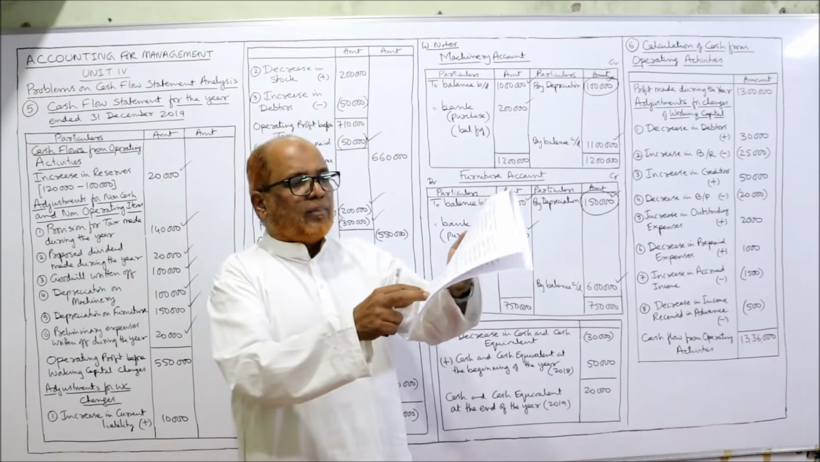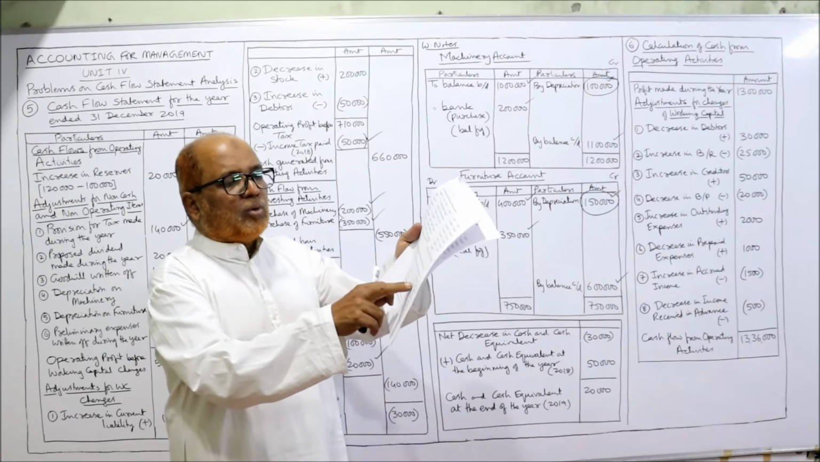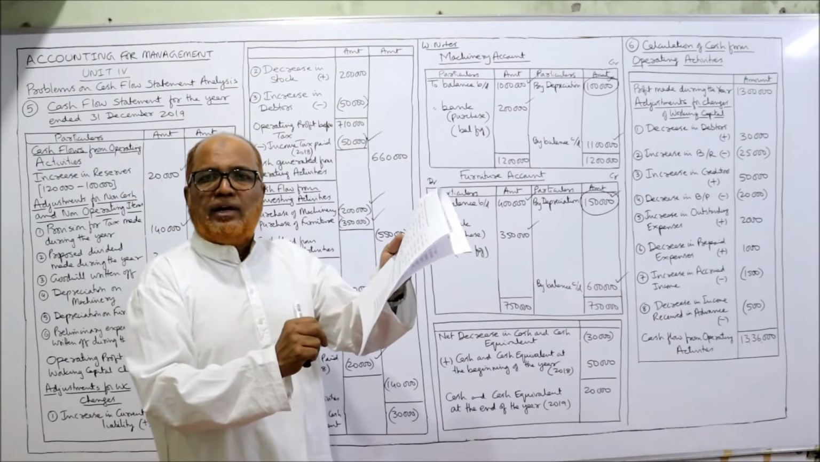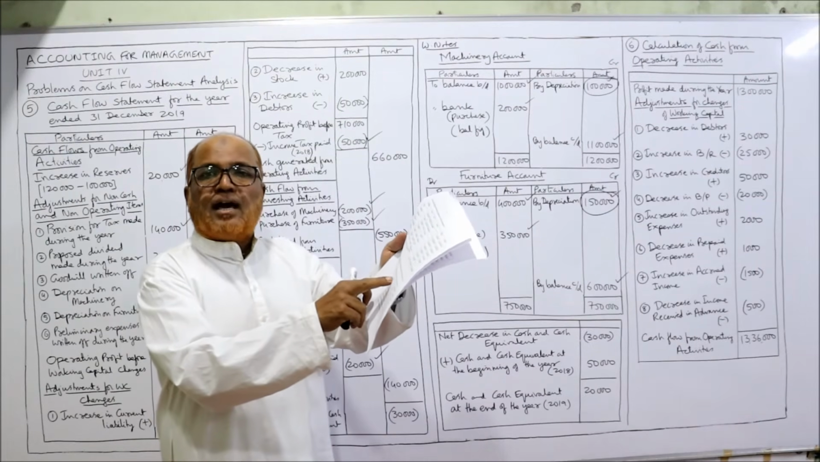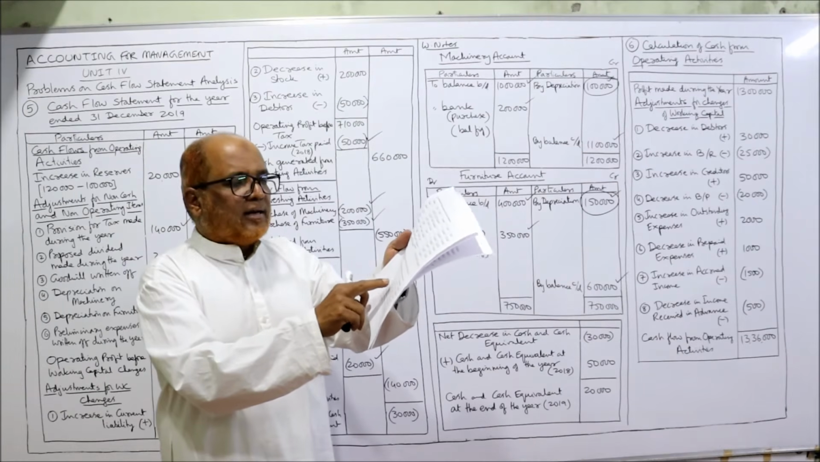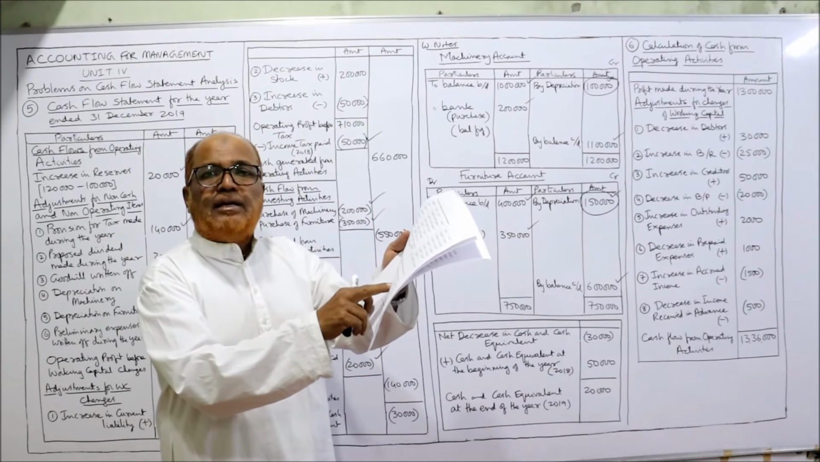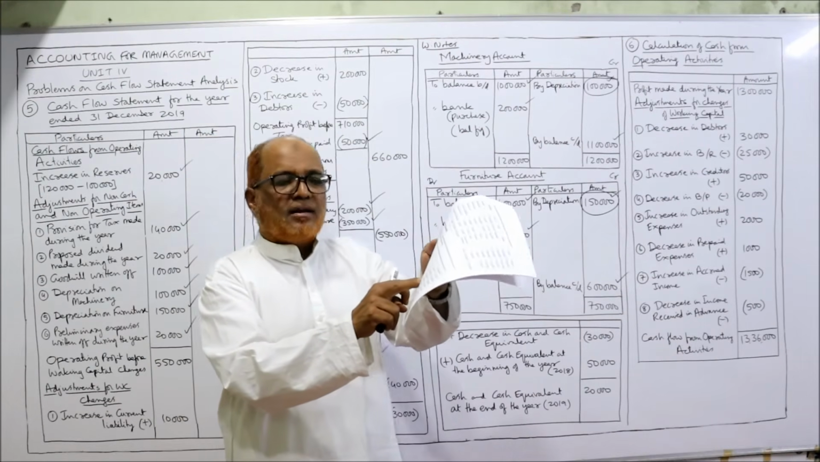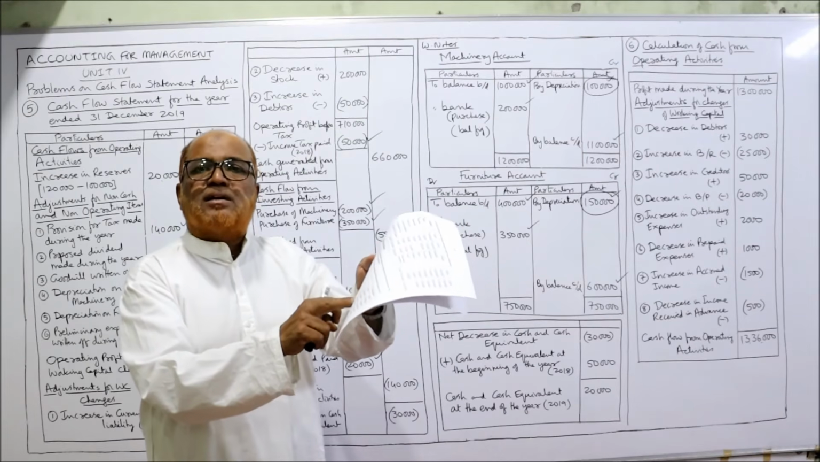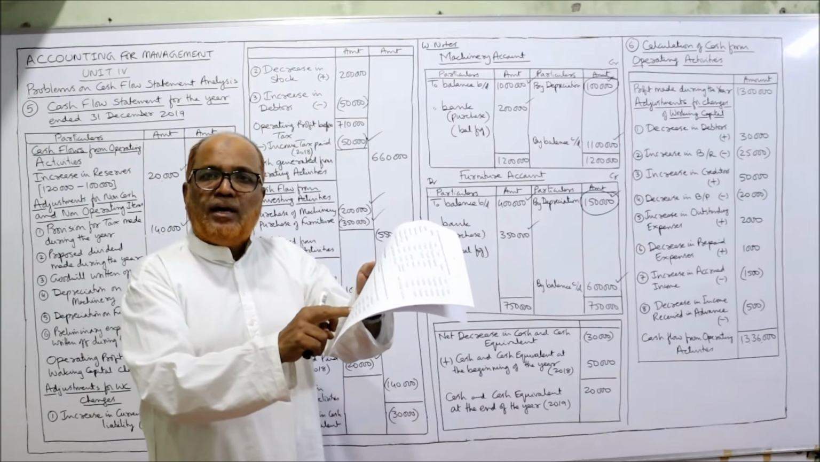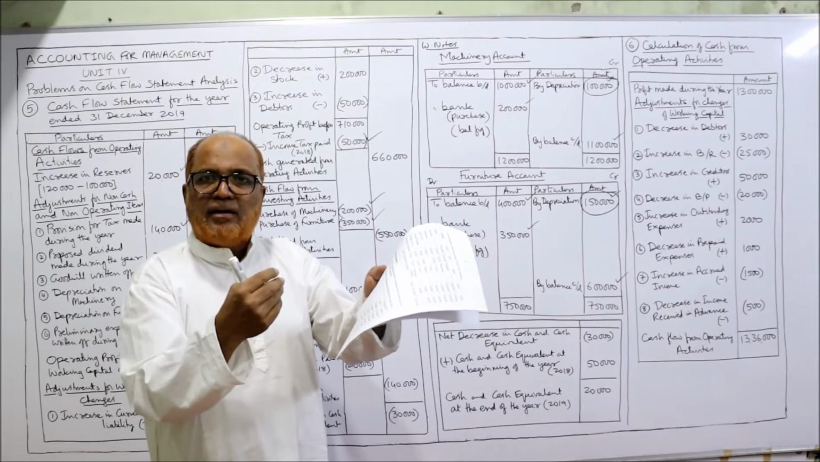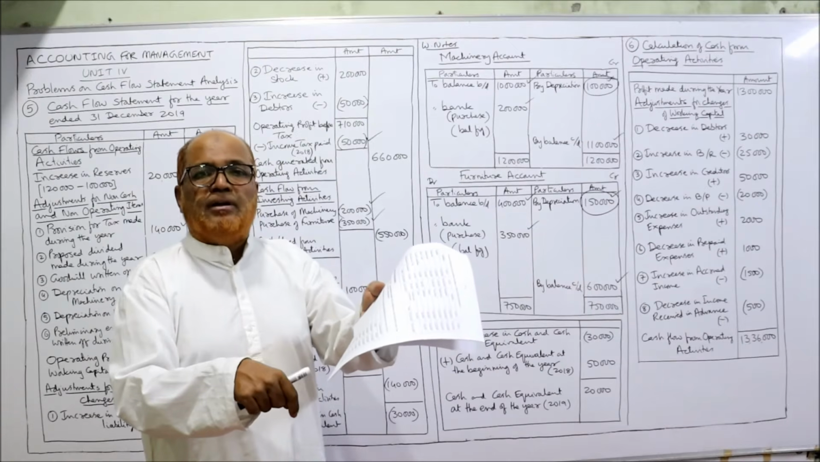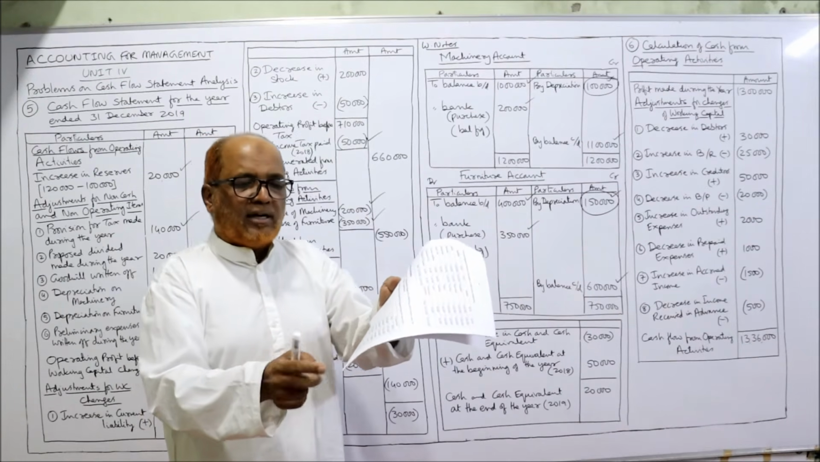In our problem, 6th problem, we are given 31st December 2018, 2019, last year and current year. Last year 2018, current year 2019. Now debtor is a current asset. Bills receivable, current asset. Creditor, current liability. Bills payable, current liability. Outstanding expenses, current liability. Prepaid expenses, current asset. Accrued income means income receivable, it's an asset. Income received in advance, that's a current liability. Profit made during the year 13 lakh.